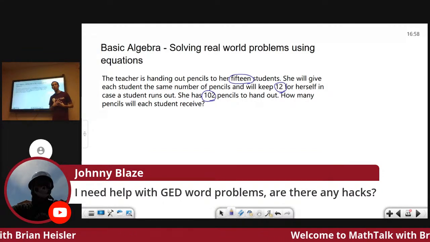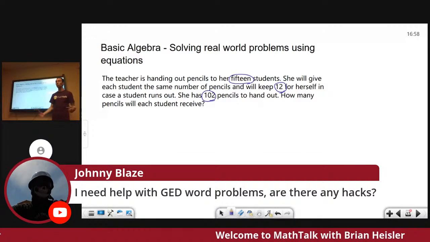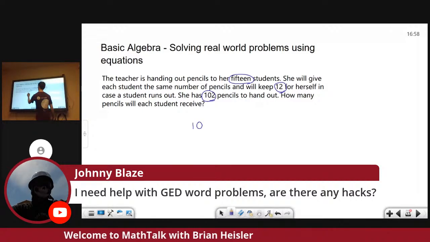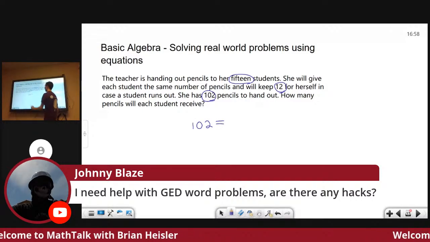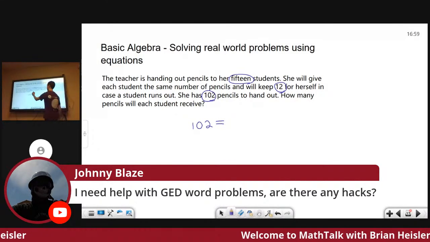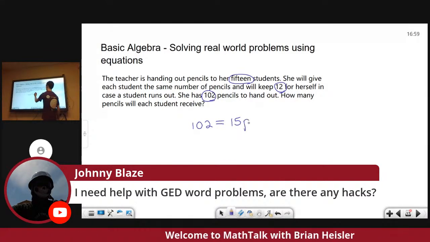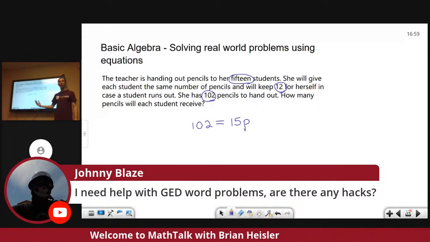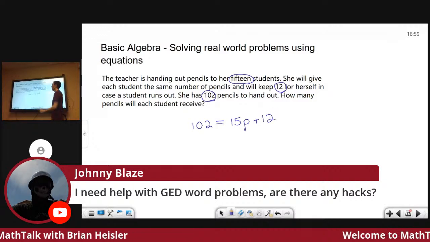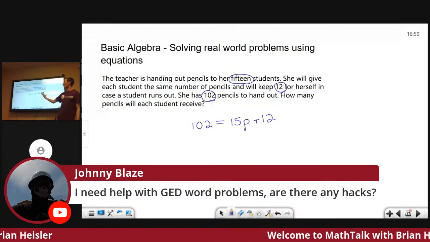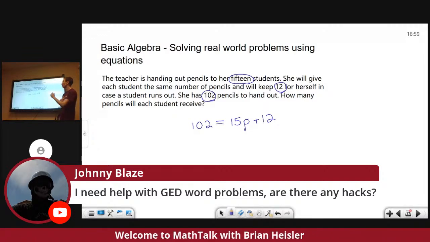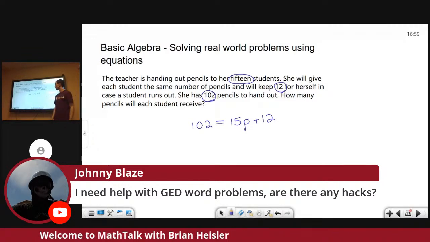I'm going to keep 12 for myself. I'm going to give the same amount to all the other ones. So let's put all this together. I have 102 total pencils. That's going to equal the 15 students, so 15 times some amount of pencils, which I'll call P, plus I'm keeping 12 for myself. So all of a sudden I have this equation put together using the different pieces. I need to solve for how many pencils each student is going to get.